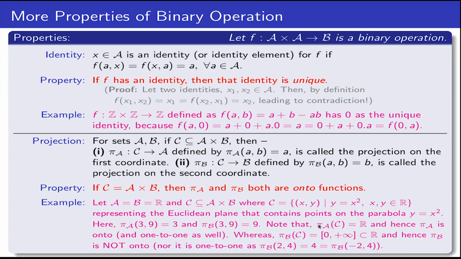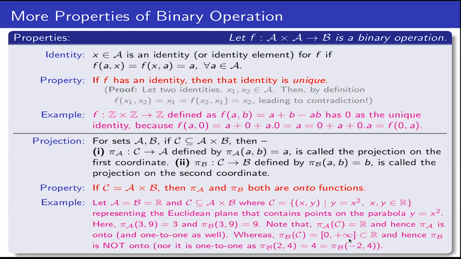Note that this first projection is obviously onto the set R, because I took every point (x, x²) in my C. So therefore this is onto and one-to-one as well. For every point (x, y) I have an x to map. But my y is basically x². So the second coordinate projection π_BC is only a positive number, which is a subset of the reals.